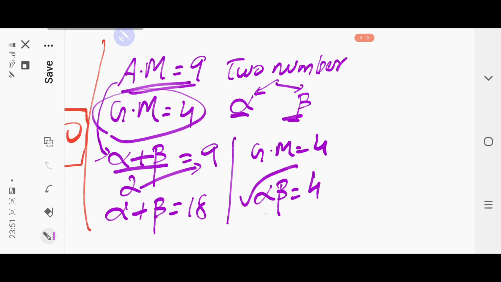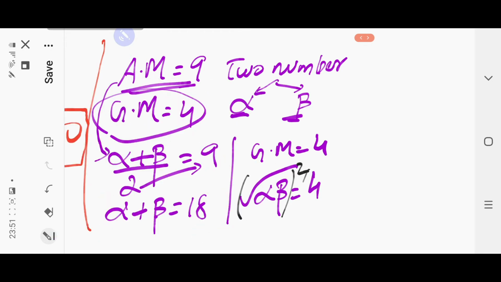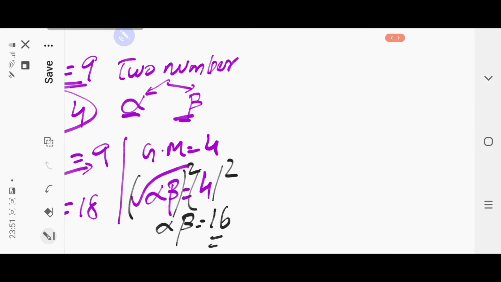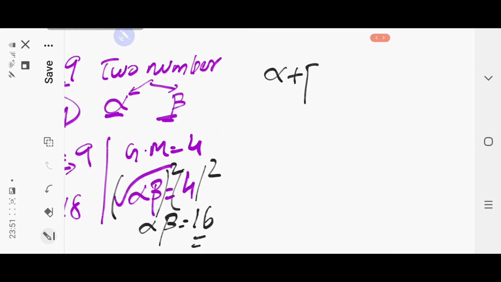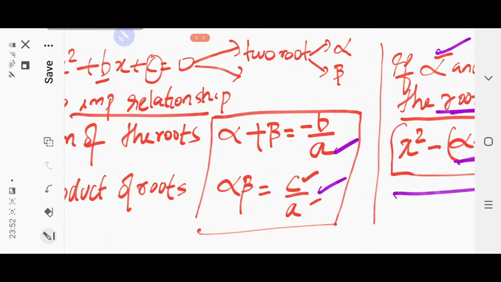When you square both sides, the root will be removed, and alpha into beta is equal to 16. That means you get two things: alpha plus beta is equal to 18, and alpha into beta is equal to 16.